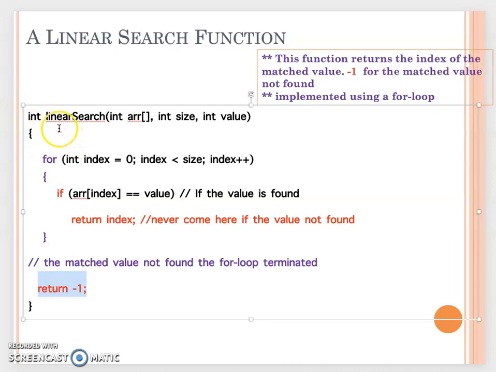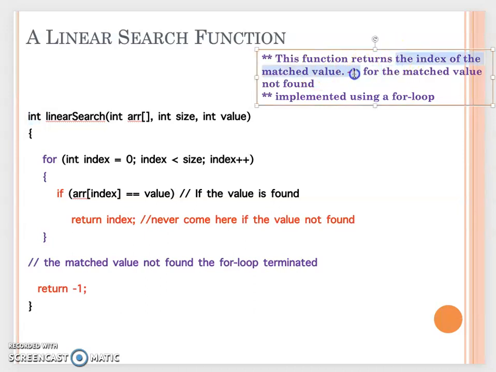Sometimes when we write the linear search function, we always pass the array, the array size, and the matching value. But the return type sometimes differs. In this example, the return type is integer because this function returns the location of the matching value.